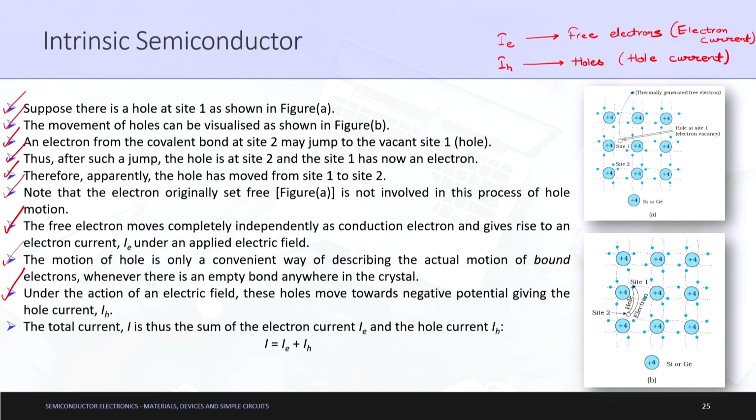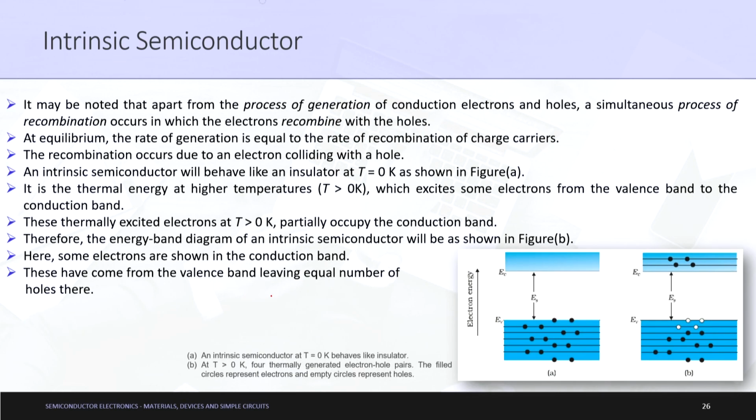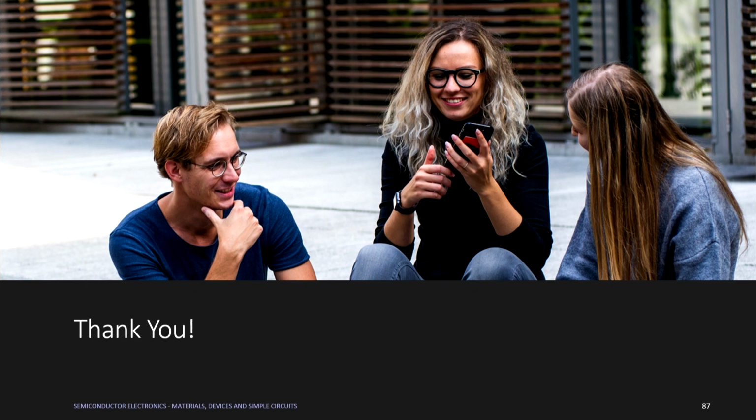What is this hole current? This may not be very easy to understand at this point. For now, you can just understand it as a topic. I will try to make you understand much more clearly in the subsequent slides. So the final conclusion of this is that I is equal to IE plus IH, and the next thing is that NE is equal to NH equal to NI. So let me stop the concepts of intrinsic semiconductors here only. In the next topic, I will move further with this concept. Thank you so much.